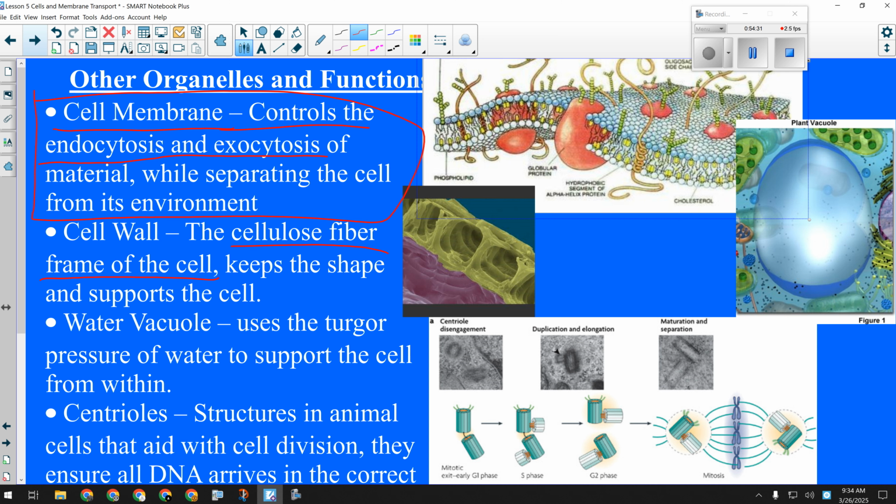Okay, so the purpose of the cell wall is it keeps the shape and supports the cell. We were talking about how yesterday that plant looks healthy because the cell wall is being supported from inside by the water vacuole. That plant does not because the water vacuole is empty and the cell walls aren't strong enough on their own.